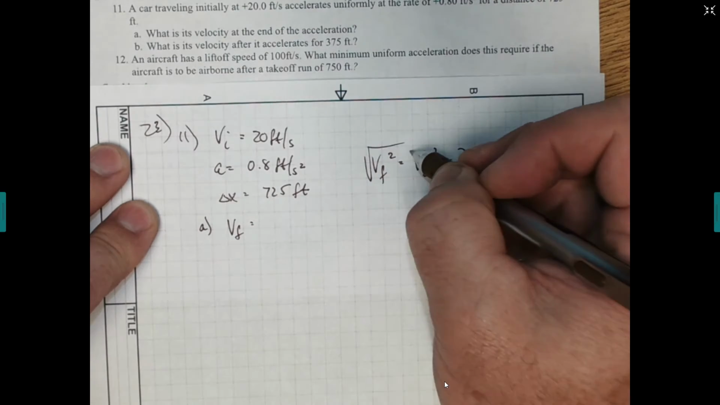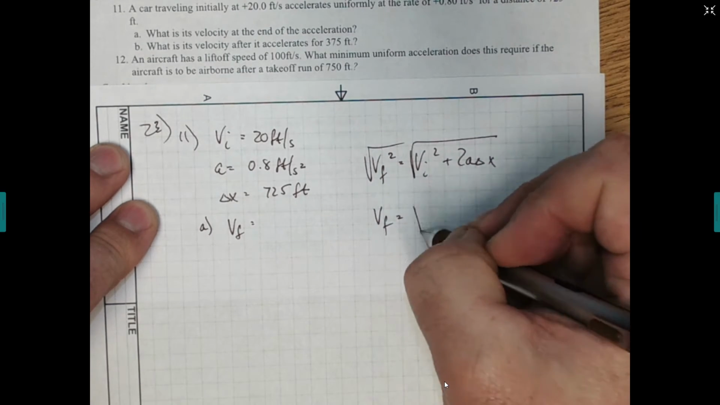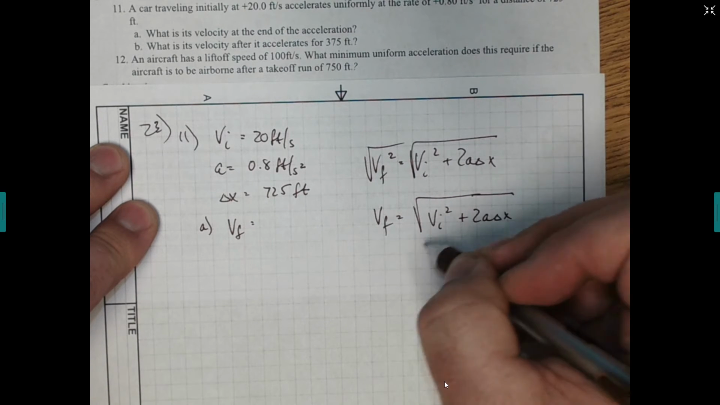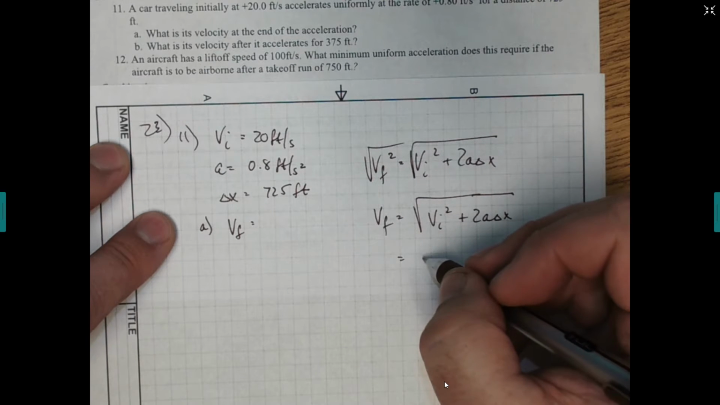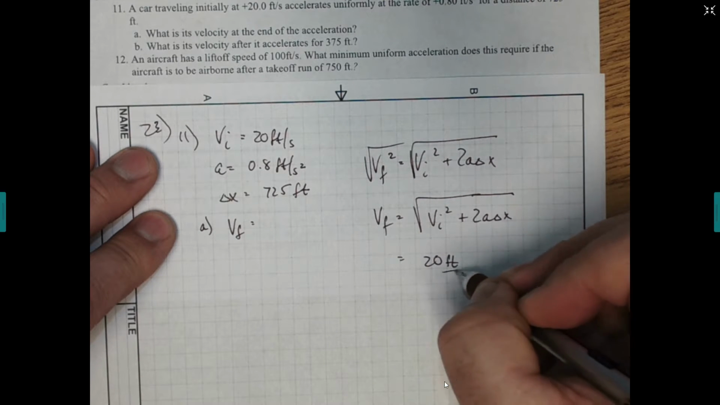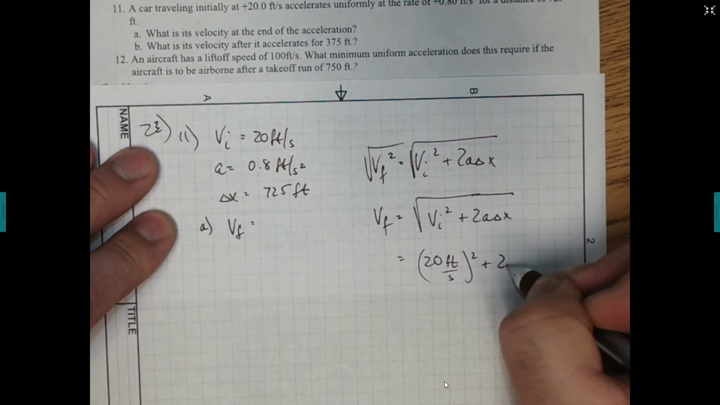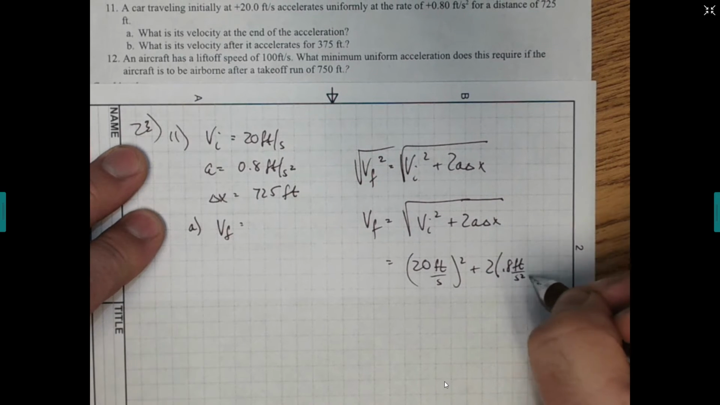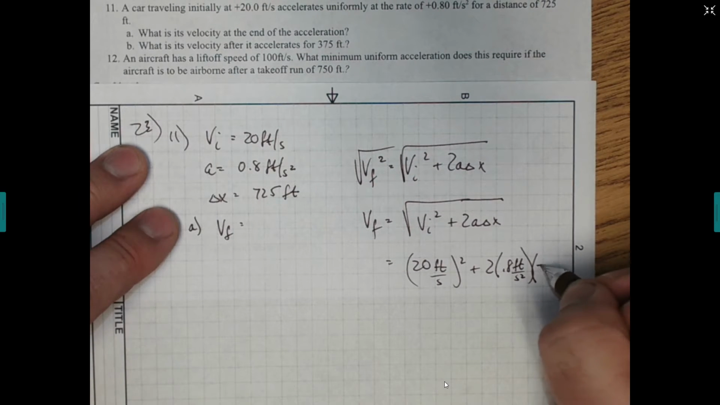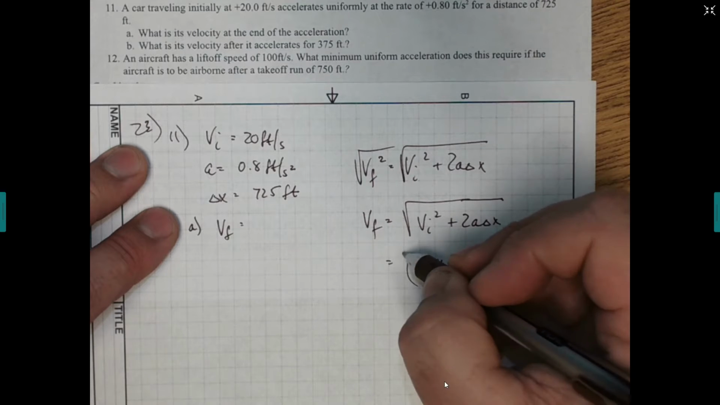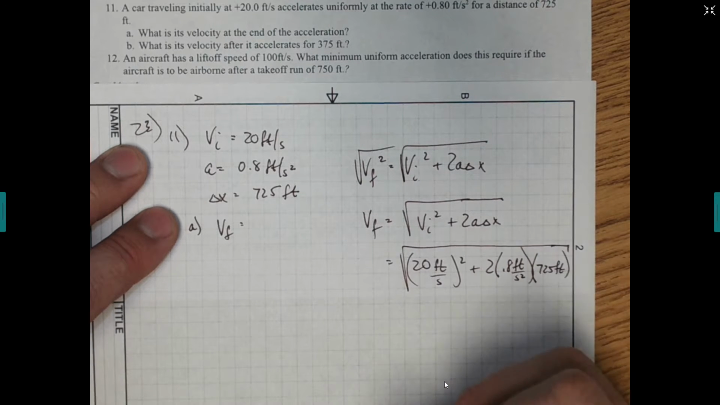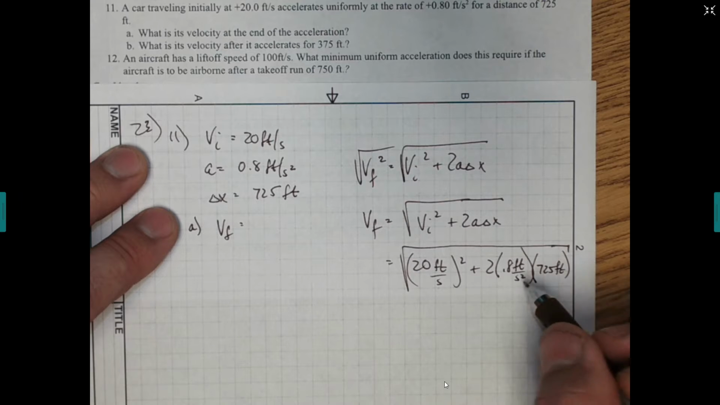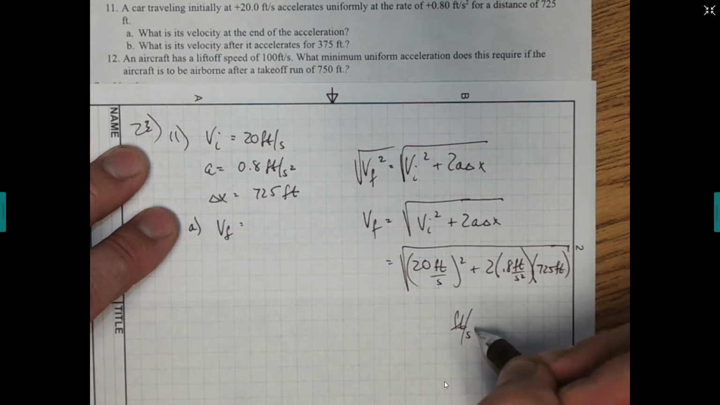We're solving for final velocity, so we're going to take the square root of both sides. It's the square root of the initial velocity squared plus 2 times the acceleration times the change in position. And now we have all those things. They're already converted to what we need. So it's just 20 feet per second squared plus 2 times acceleration, which was 0.8 feet per second squared, times the change of position, which is 725 feet. And then all of that is taking the square root of. You notice we have feet squared and second squared. Feet times feet is feet squared over second squared. Put the square root of it, and we're going to end up in feet per second.